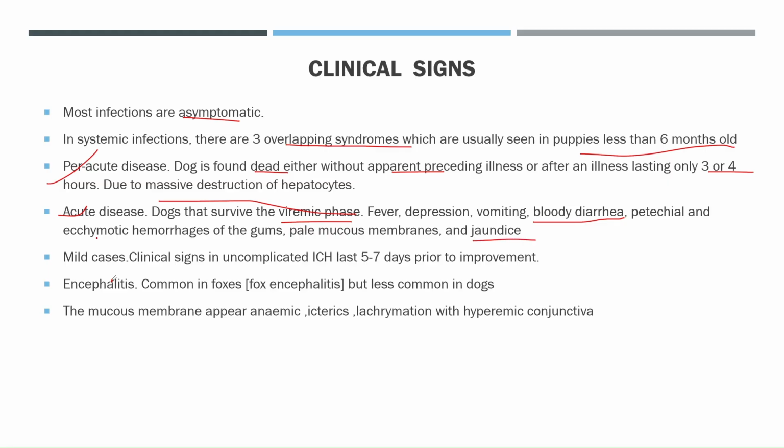Jaundice because of hepatitis, because there is massive destruction of hepatocytes. So what you will see is jaundice. Now, mild cases. Clinical sign is uncomplicated. Okay. Mild cases, there will be uncomplicated cases, and 5 to 10 days prior to improvement.